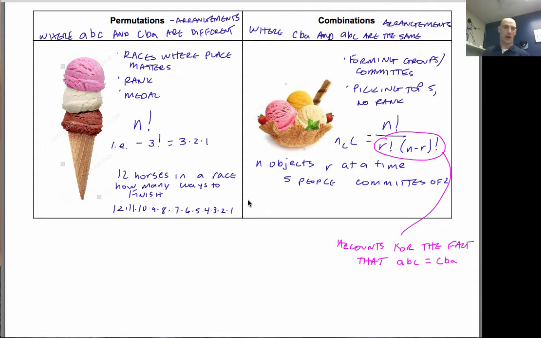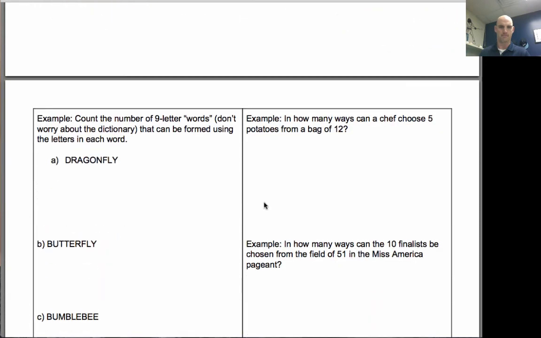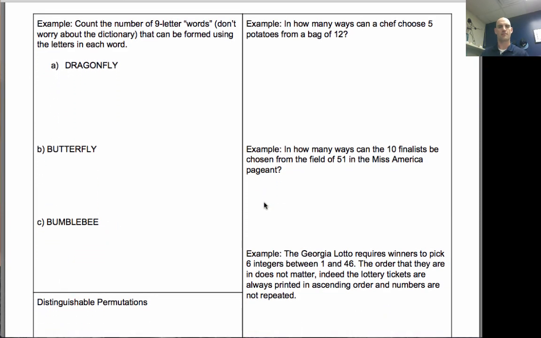So let's work on some problems that are going to help us determine the distinction. That's sometimes the hardest part. And then apply the formulas to see what we get. Start this way. Some of the common terminology in combinatorics is words. What does that mean? By words, they're saying arrangements of letters.